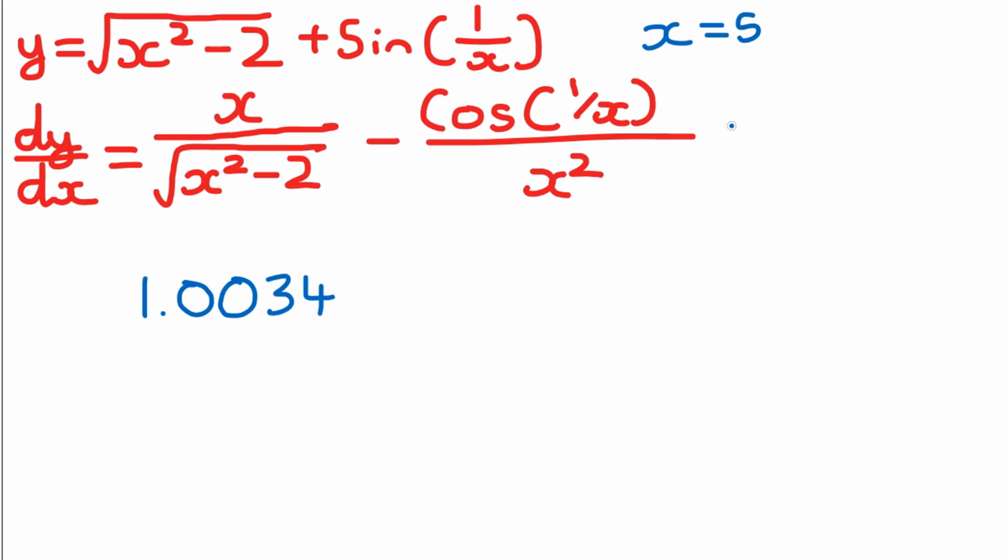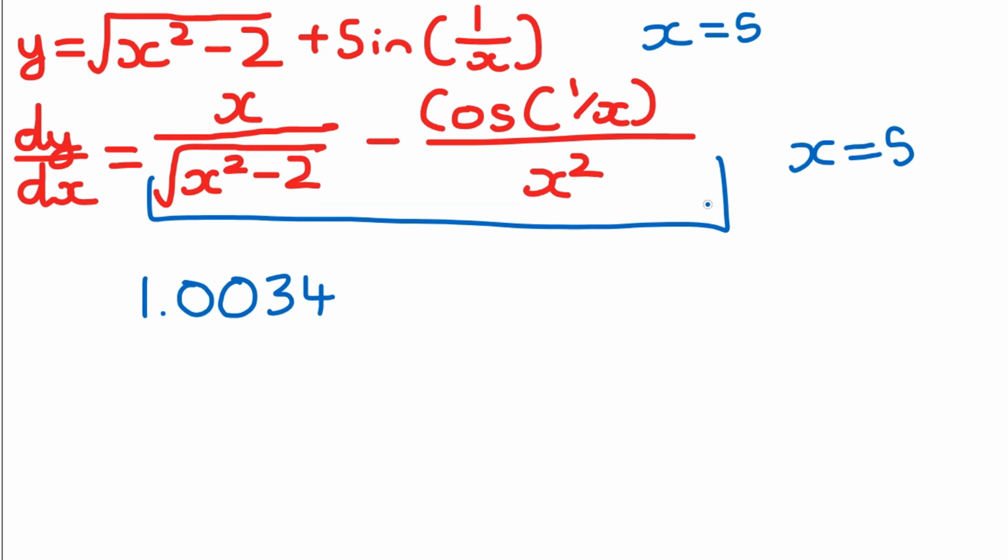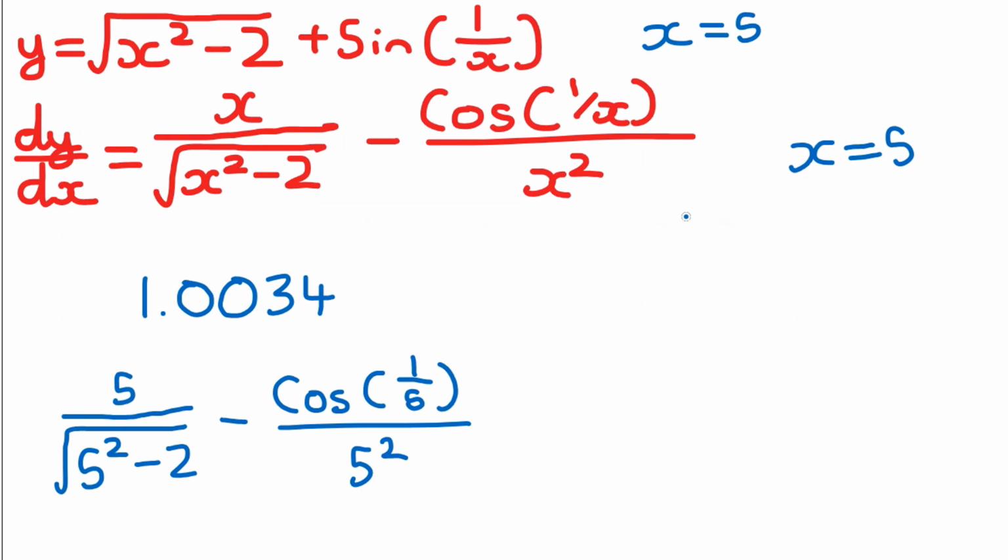Because what we can do is we can sub in the same x value, so x is equal to 5 in this case, into the derivative that we figured out ourselves earlier using the chain rule and using maths. So that's what I've done down here. I've subbed in 5 for all of the x values. And then if you put this into your calculator, it gives out a value of 1.0034.